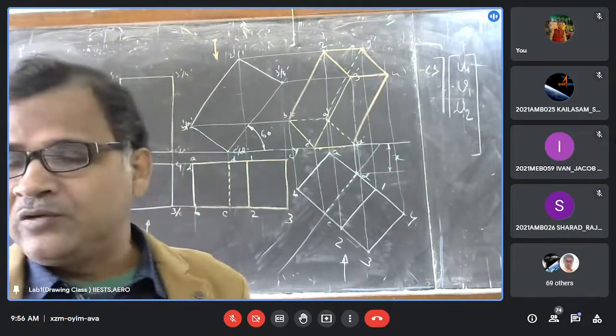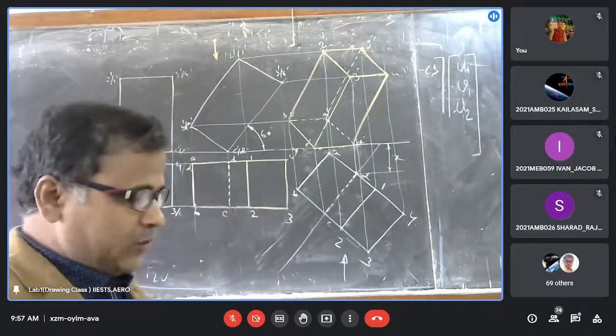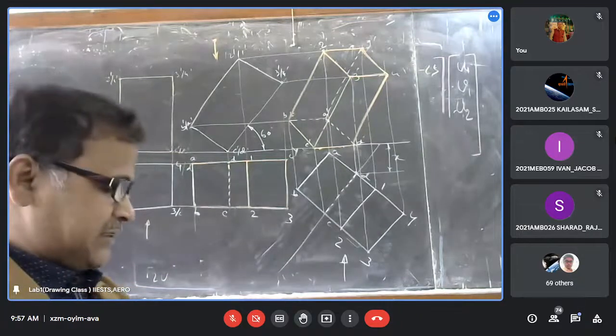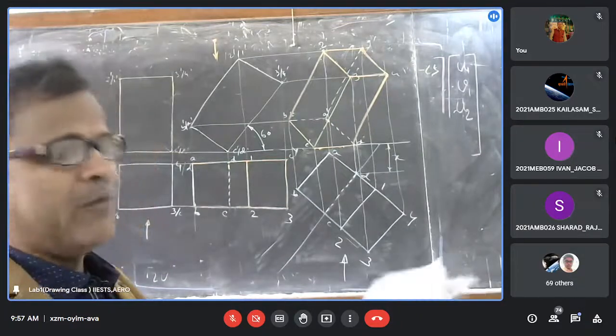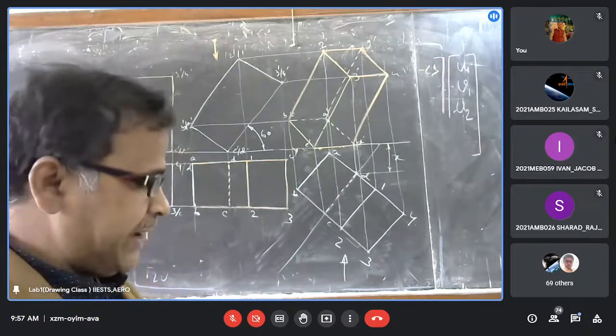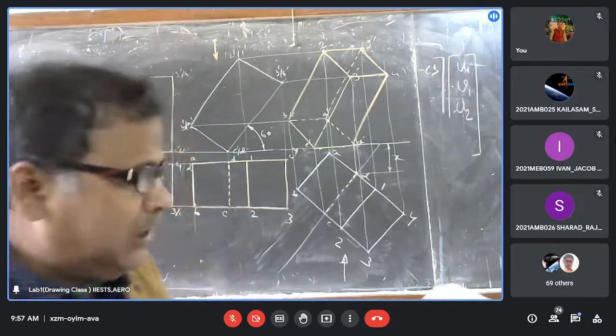Now everybody go through your problem sheet. Projection of solid. You just match the problem 1. I think problem 1 is the same which I discussed here.